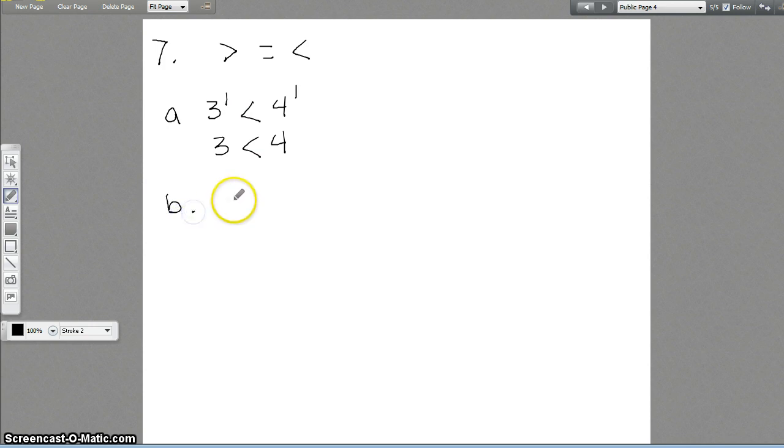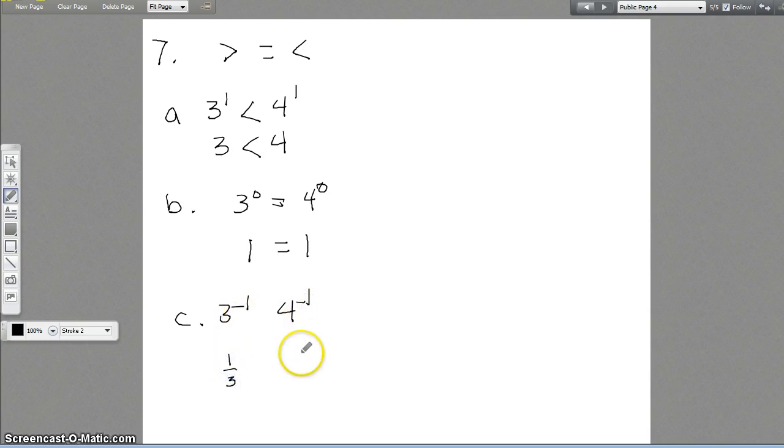Part B, we have 3 to the 0 and 4 to the 0. Well, 3 to the 0 is 1, 4 to the 0 is 1. Those are equal. So we just fill in the blank with an equals. Part C, we have 3 to the negative 1 and 4 to the negative 1. Well, 3 to the negative 1 is 1 over 3. 4 to the negative 1 is 1 over 4. 1/3 is bigger than 1/4 because when you cut your pizza into 3 pieces, each piece is bigger than when you cut your pizza into 4 pieces.